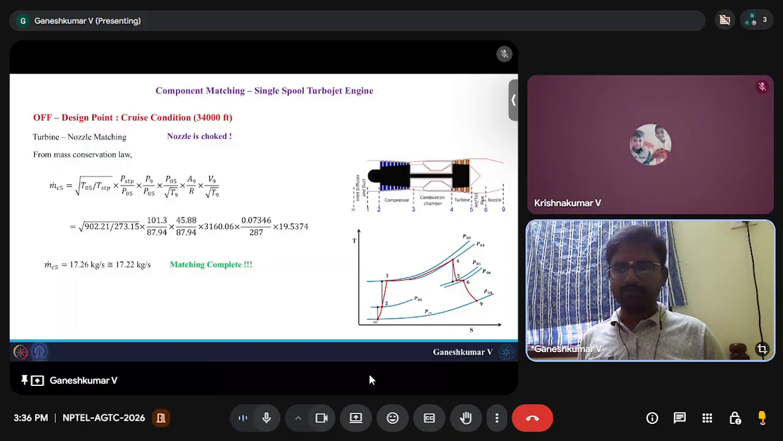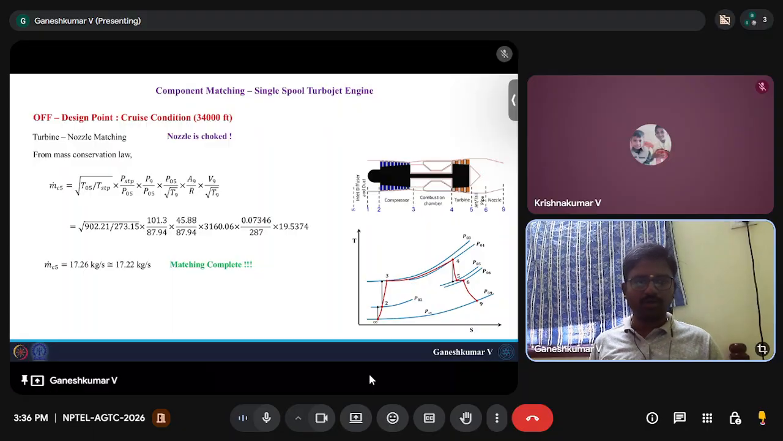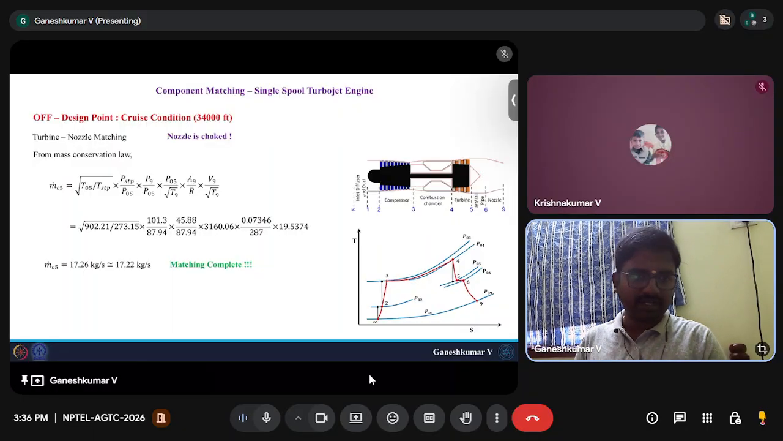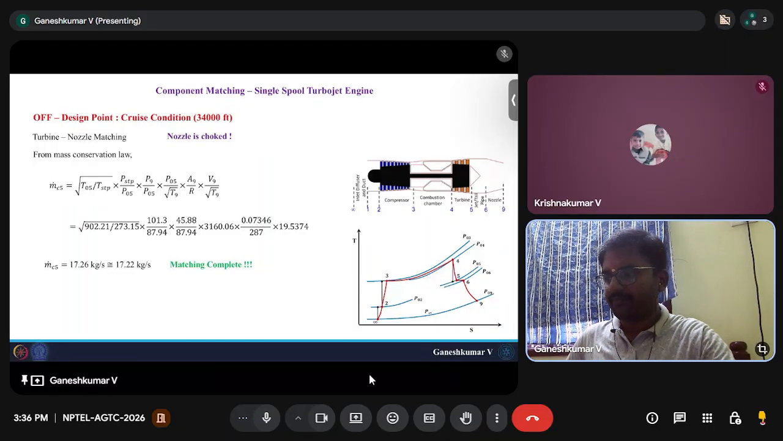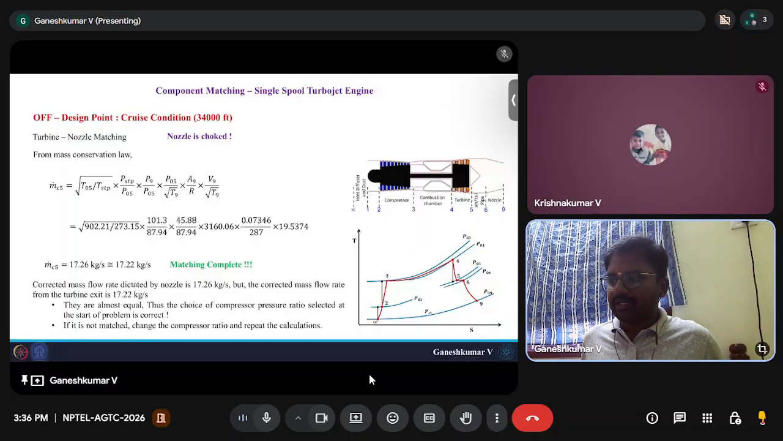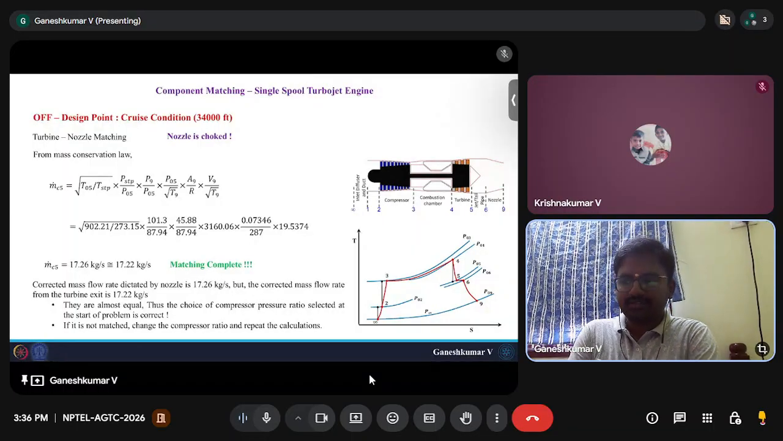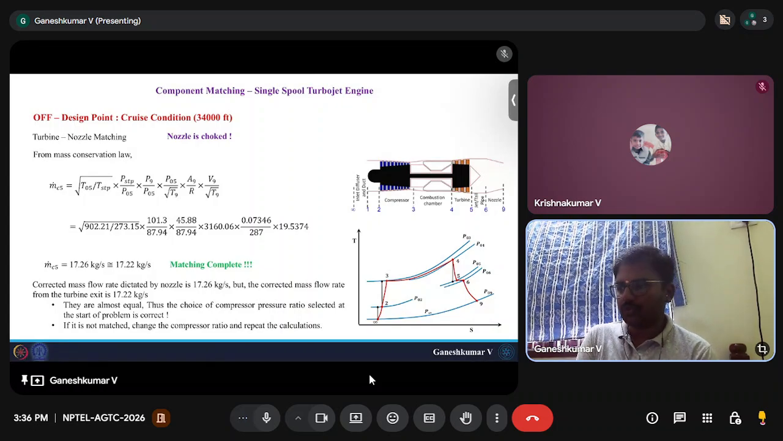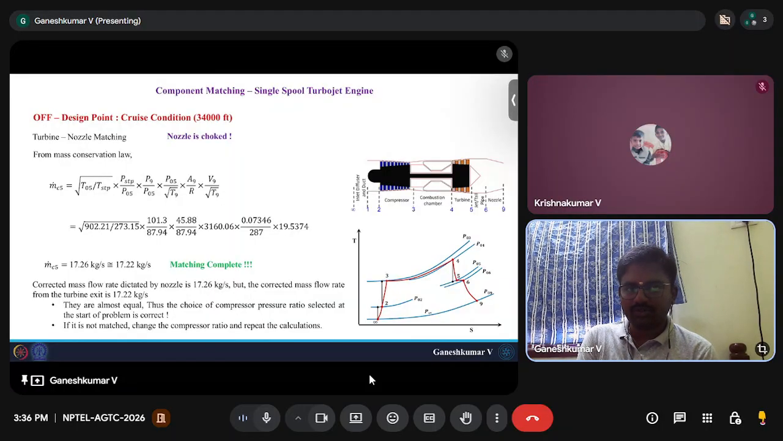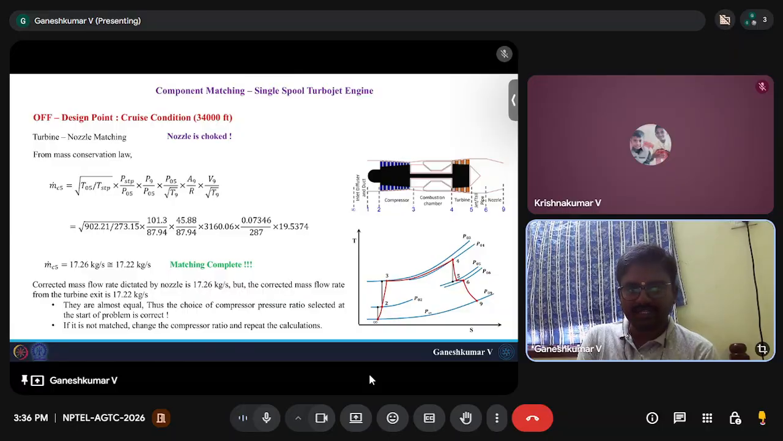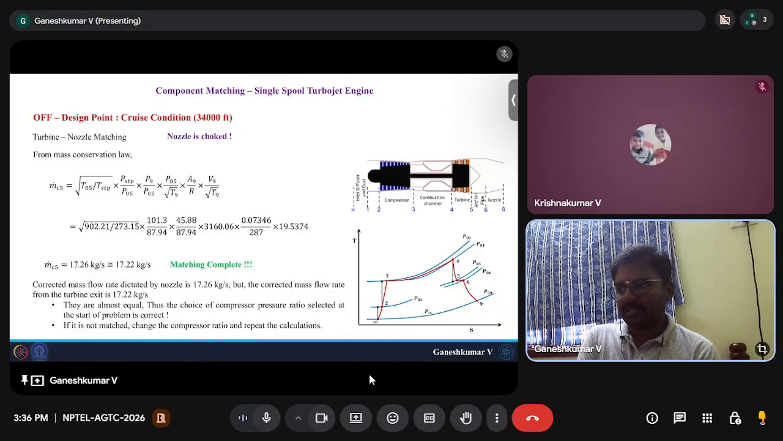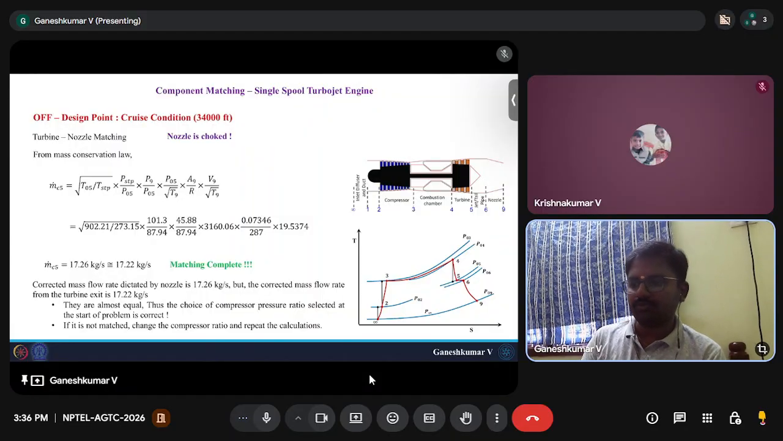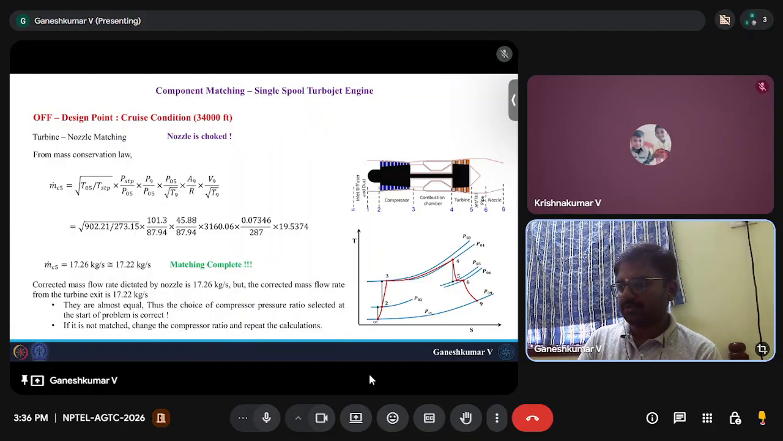But in your problem, let's say in future, if you want to try a new problem like this, then you have to do this iteration by yourself. So the corrected mass flow rate dictated by the nozzle is 7.26, but the corrected mass flow rate from the turbine exit is 7.22. So they are almost equal. Therefore, the choice of pressure ratio selected at the start of the problem is correct. And if this does not match, you change the pressure ratio and you repeat the calculation. That is known.